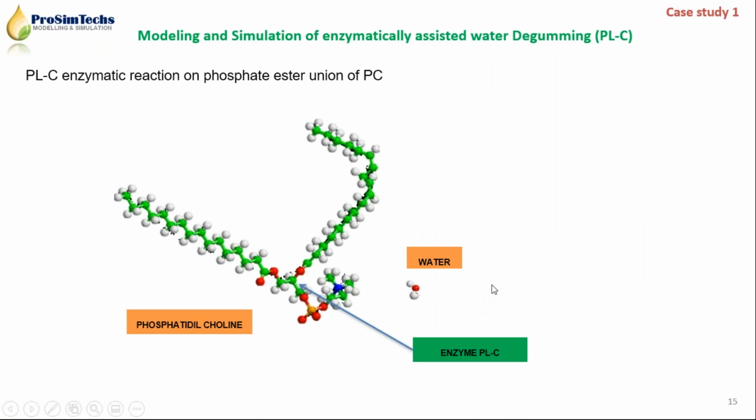So here we can see the chemical structure of PC. This fraction of the chemical structure is strongly soluble in the oil phase, which corresponds to the diglyceride part. We also have the phosphate fraction of the compound, which is strongly soluble in water.